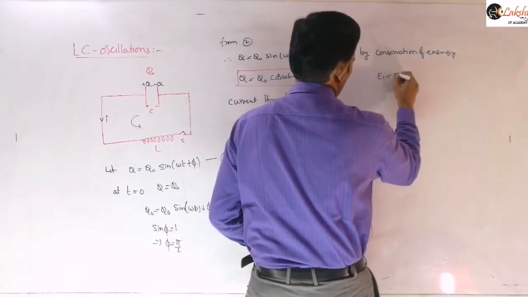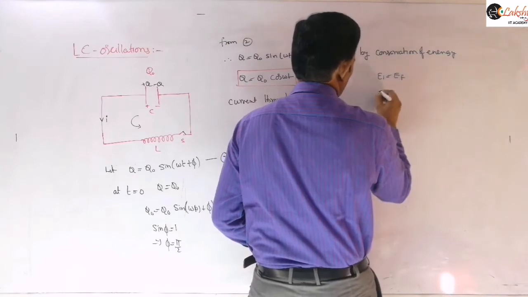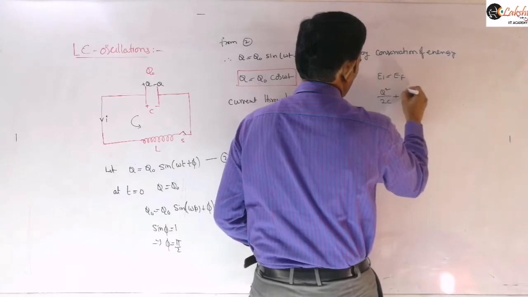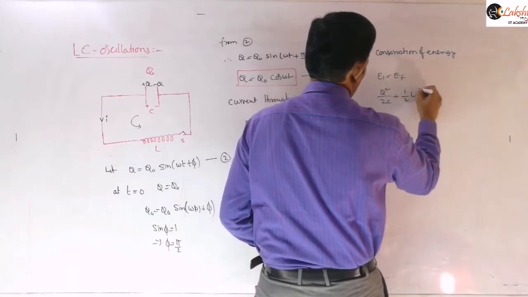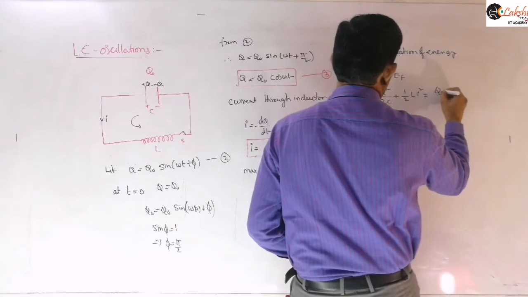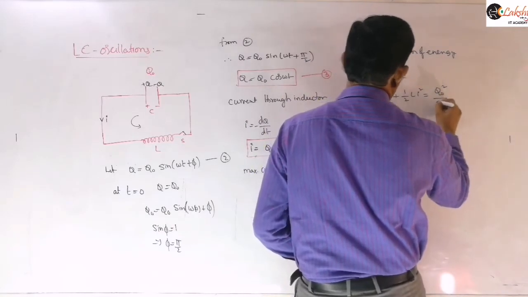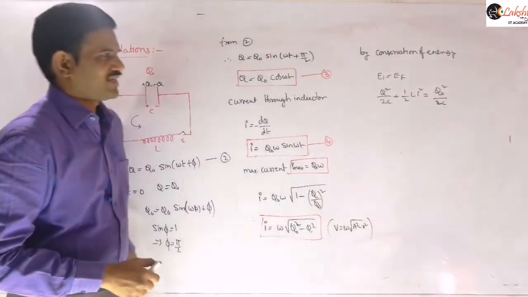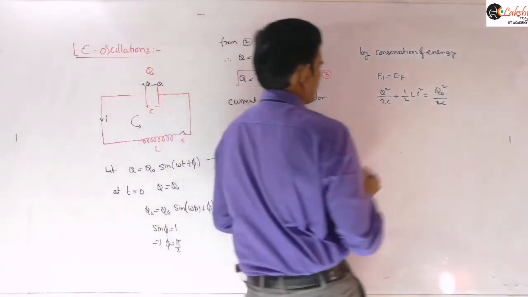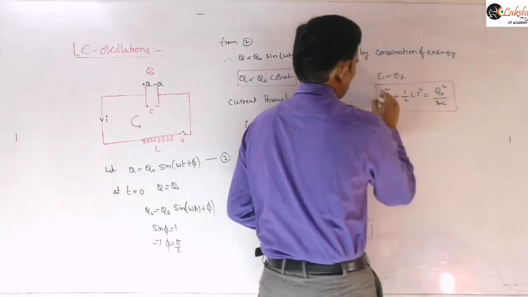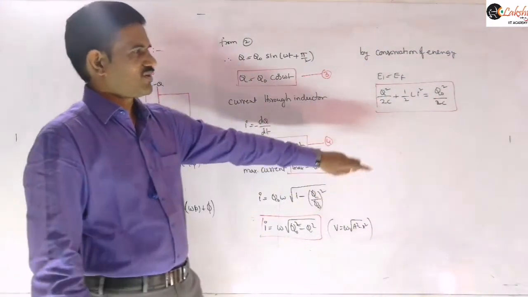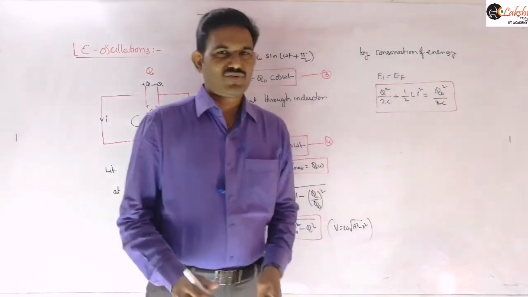Initial energy is equal to final energy, which we mentioned already. So q square by 2c plus half Li square is equal to q naught square by 2c. That is the conservation of energy. At any instant, q square by 2c plus half Li square is the total energy at that instant, and that is equal to the initial energy, which I am writing here.